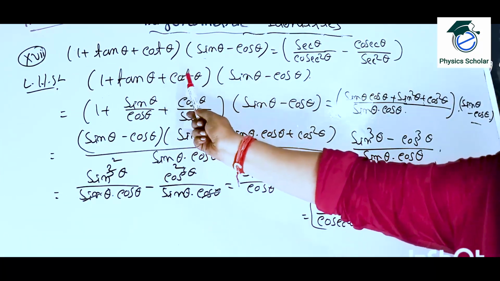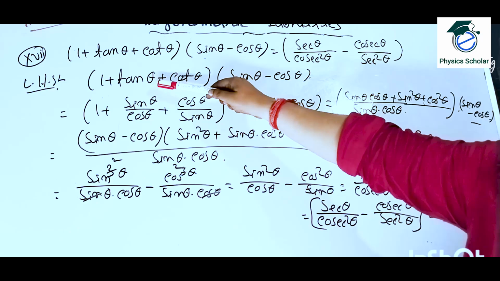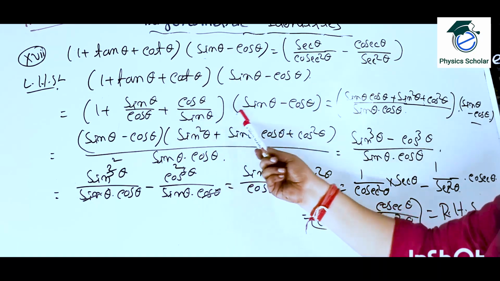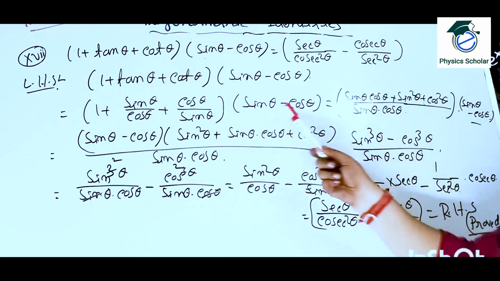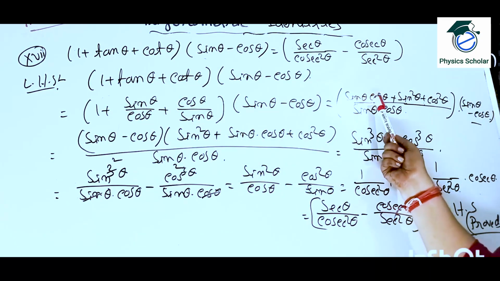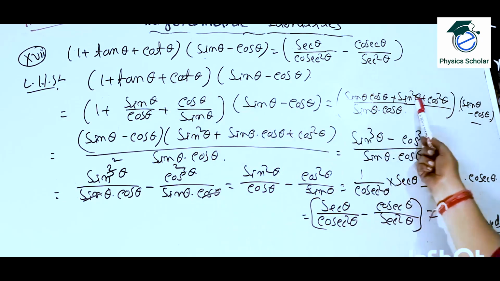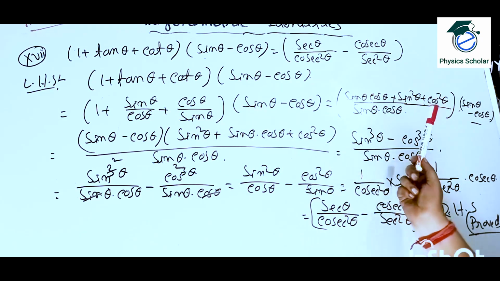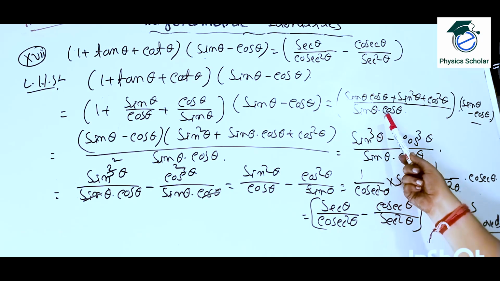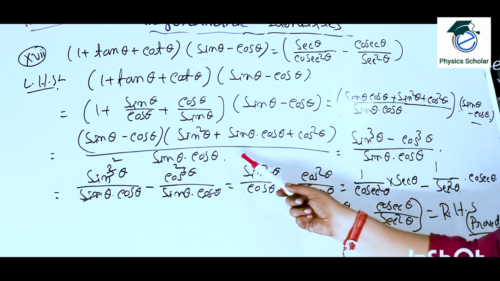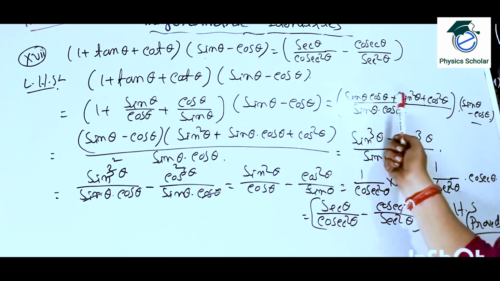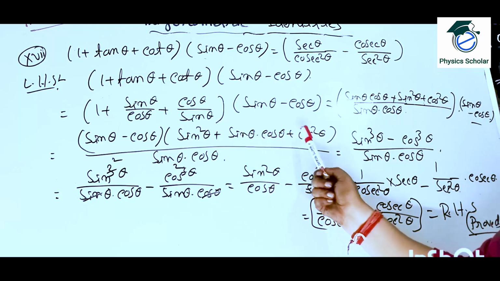Clear? So we only simplify: tan means sin by cos, and cot means cos by sin. Clear? Then we are doing the LCM of this portion, sin theta into cos theta. So it is coming sin theta cos theta plus sin square theta plus cos square theta. Don't write here 1. Okay, and here into sin theta minus cos theta. Okay, clear? Now here what will be there? Sin theta cos theta into what? Sin theta minus cos theta into sin square theta plus cos square theta plus sin theta cos theta.